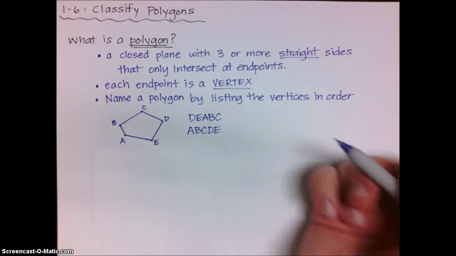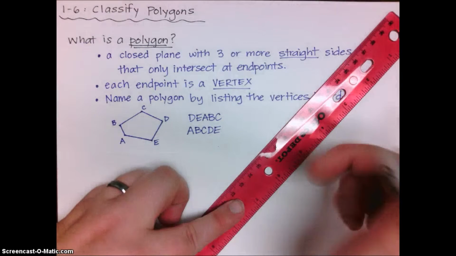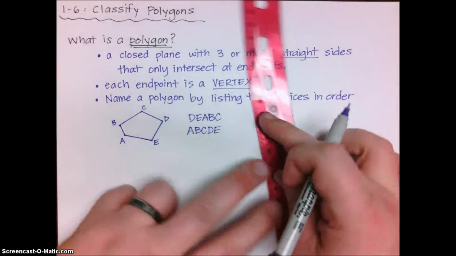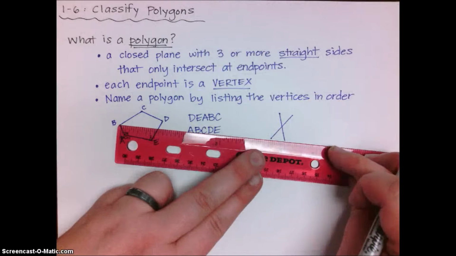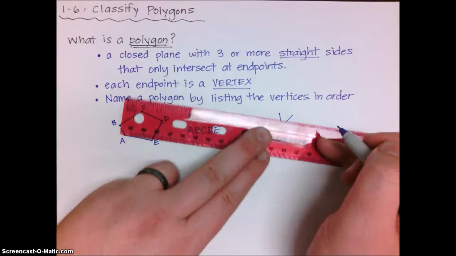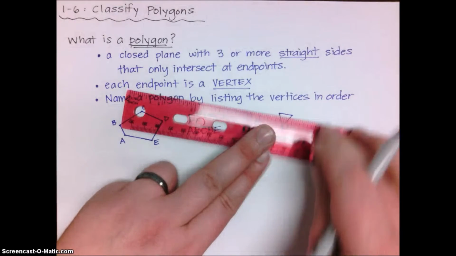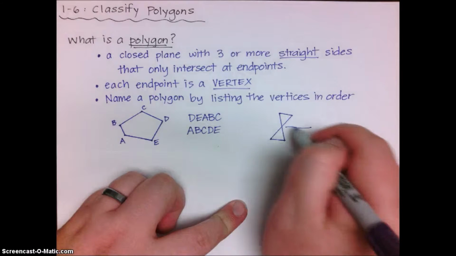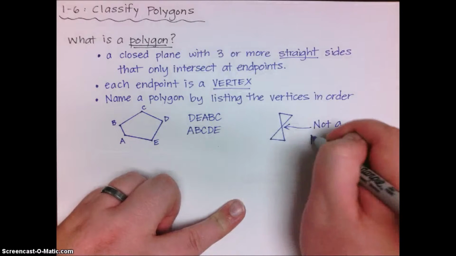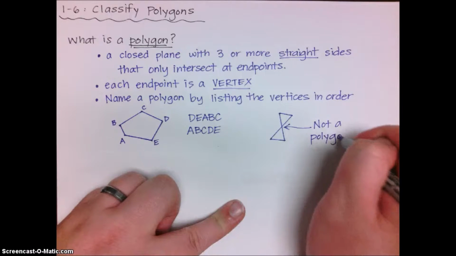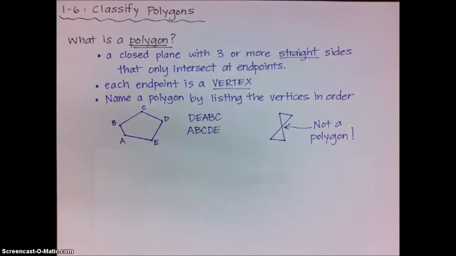Now, something that would not be a polygon is, for instance, maybe if you have a shape like this that kind of looks like an hourglass. This is not a polygon because it crosses right here. It looks like a bow tie. Not a polygon. All right, so we have those definitions down. Let's talk about something else.